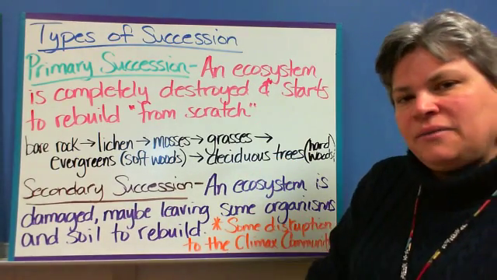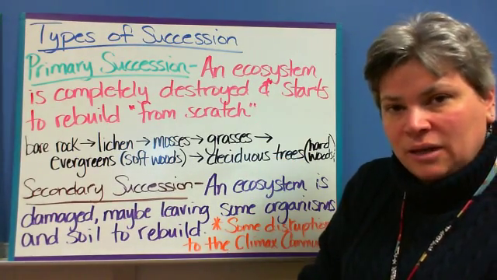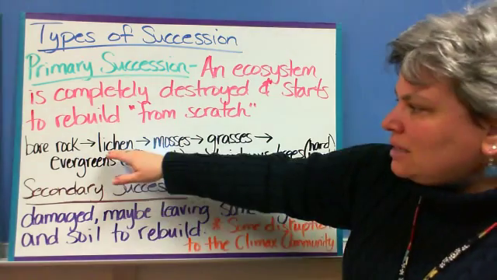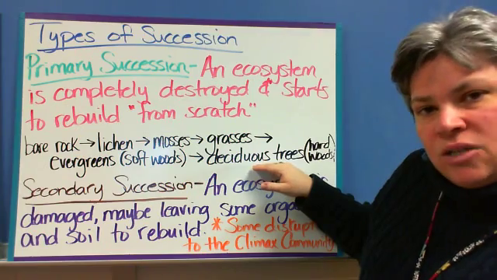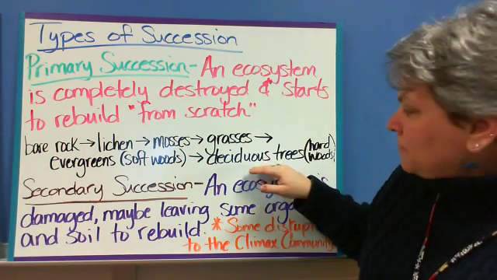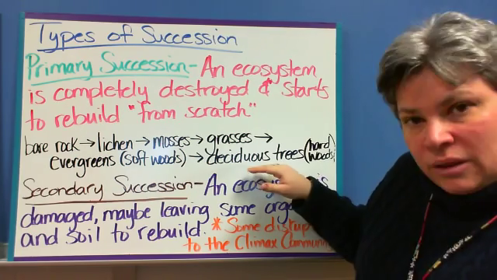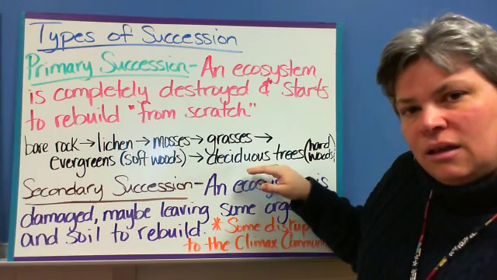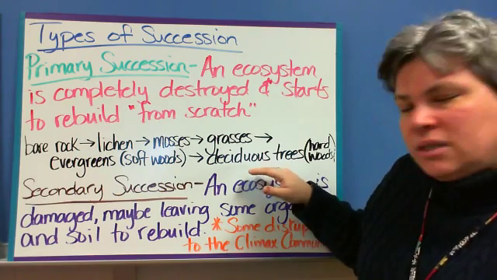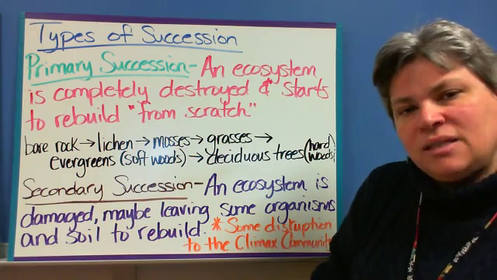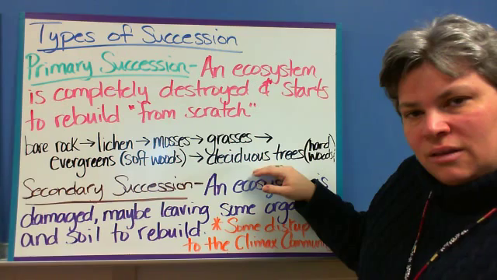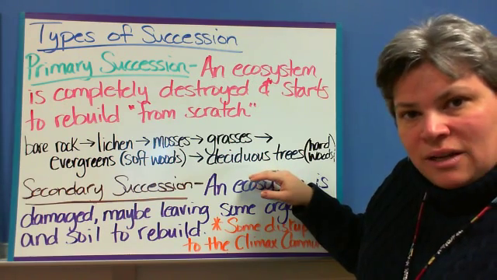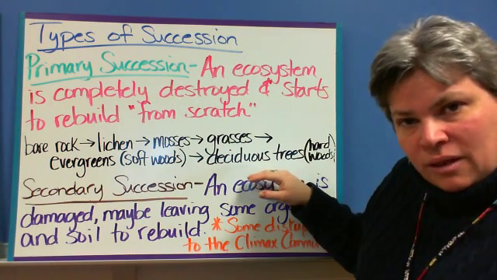Now, if we go back to the definition of a climax community, what's happening? We're replacing one population with another until a stable stage or climax community is reached. Deciduous trees really are, in New York State, our climax community. What are the deciduous trees? Those are our hardwoods. That's the maple and oak. This is where we want to get to. This is the ultimate ecosystem, if you will, for where we live.